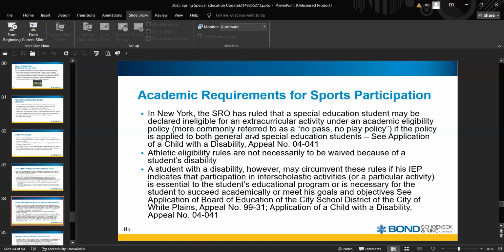The eligibility requirements apply to students with or without disabilities. So if it says in your policy you must be passing all your classes to participate in varsity sports, that applies to kids with or without IEPs. The student with an IEP can't say, "Hey, I have an IEP, I shouldn't be subject to that." Yes, you are. The only way to get around that is if the student's parent says they need to participate in an activity for a FAPE. You should never put that in an IEP. That's just not going to happen. Or probably not.